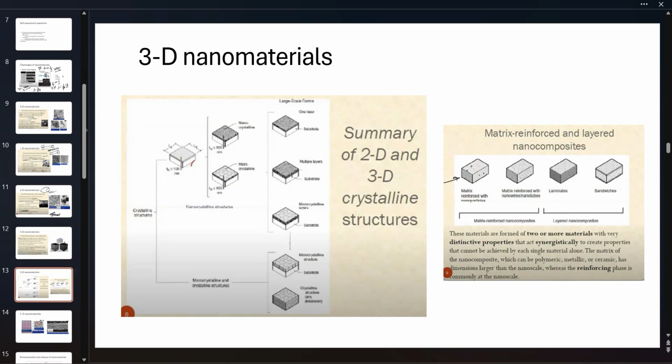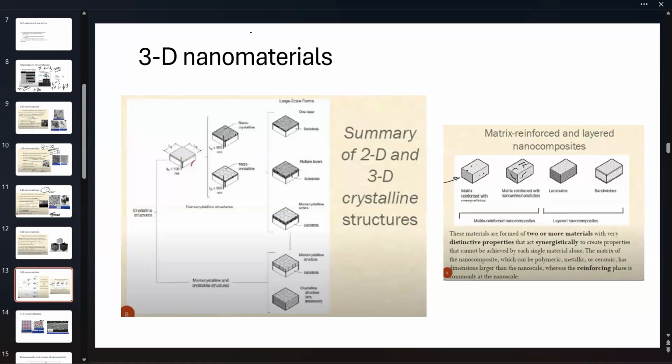So this is a bulk nanomaterial with nanoparticles embedded inside a matrix. Or you can have a matrix which is reinforced with nanowires or nanotubes. We have small tubes of nanowires inside your bulk. The bulk nanomaterial with 1D nanotubes or nano rods embedded inside a matrix.